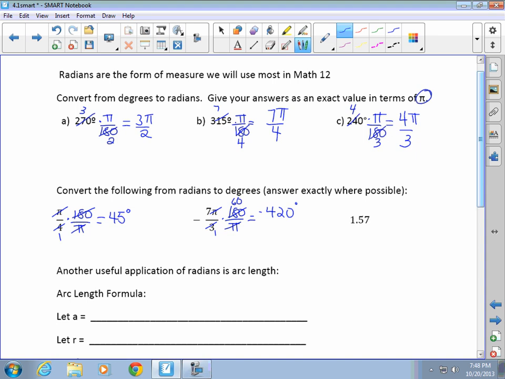1.57. Because there is no degree symbol on there, and this isn't a typo where it was left out, then we know that it is in radians. So this is actually 1.57 radians. So if there's no degree symbol, we know it is in radians.